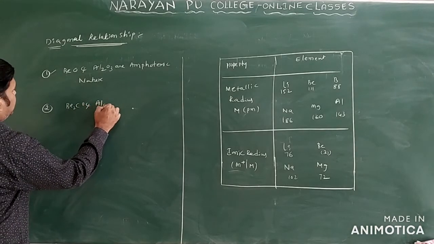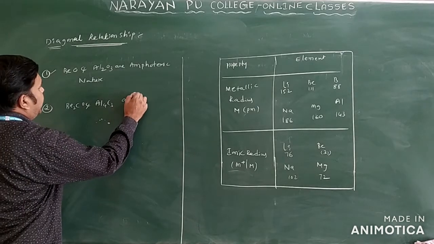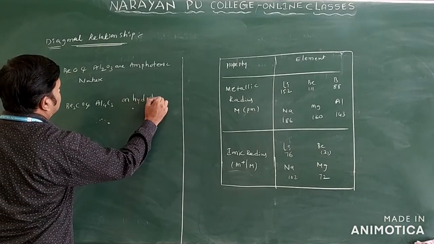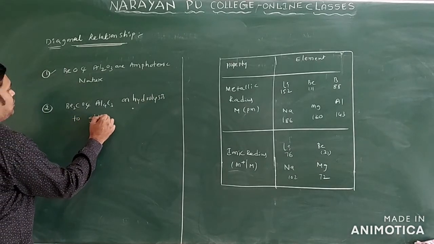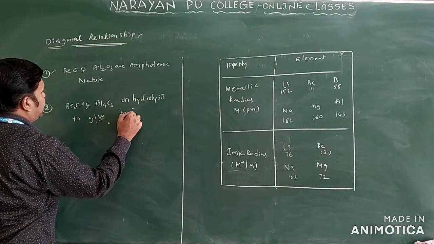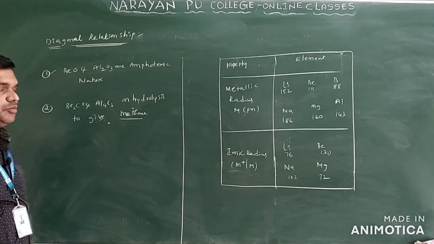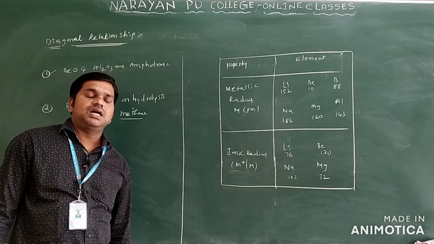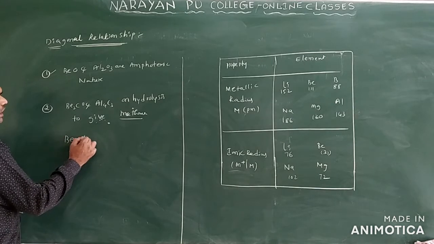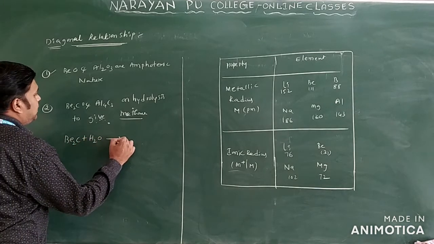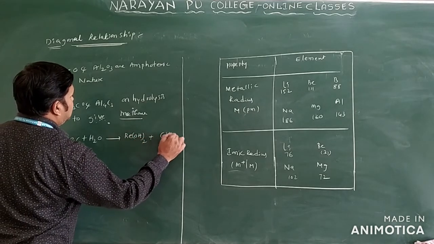and aluminum carbide. Beryllium carbide and aluminum carbide on hydrolysis give methane only. If beryllium carbide and aluminum carbide undergo hydrolysis, they will form methane only. I take beryllium carbide and react it with water. Then I will get beryllium hydroxide and methane only.